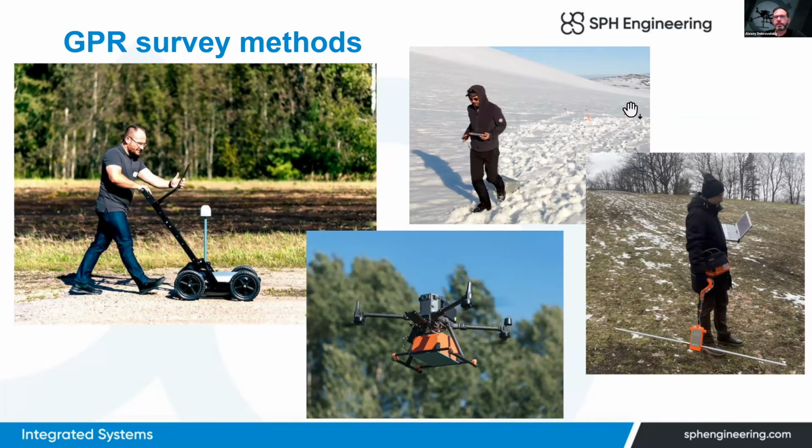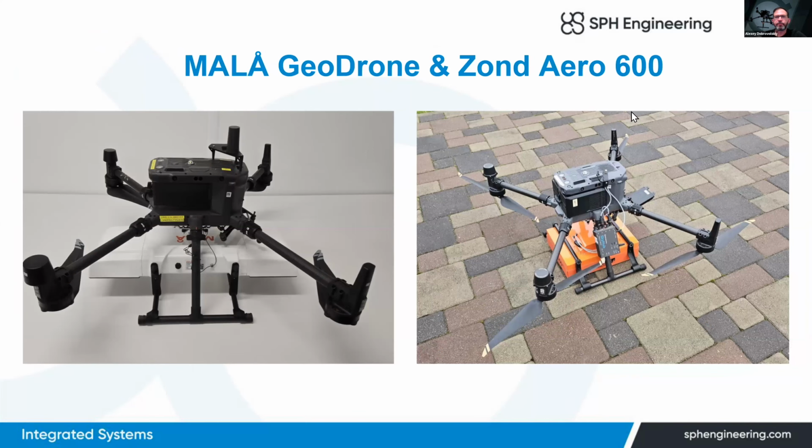Let's start the introduction and comparison of new GPR systems. From our history, we started to work with airborne GPRs in 2017. And 600 megahertz systems are new for our portfolio. They fill the gap between very high frequency systems and low frequency systems. So here on the left is MALÅ GeoDrone 600.